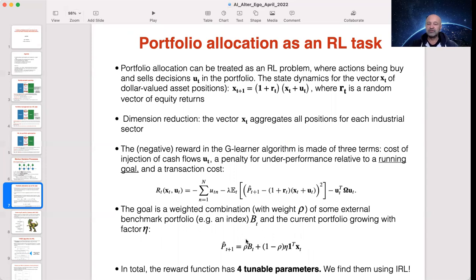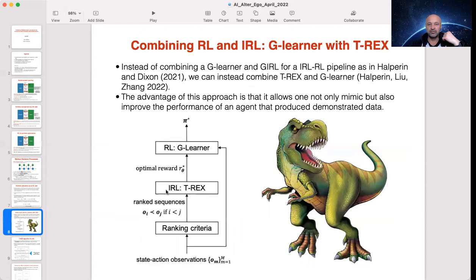So if we knew these 4 parameters, then we would know the reward function, and we would use this reward function to optimize the portfolio. The problem is that we don't know these parameters, but to find them, we can use inverse reinforcement learning. And the paper, which is referenced in the beginning of this talk, presented a certain scheme, which is based on a combination of an inverse reinforcement learning step and direct reinforcement learning.